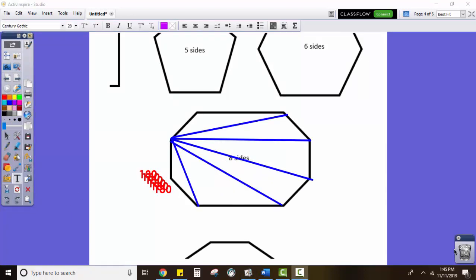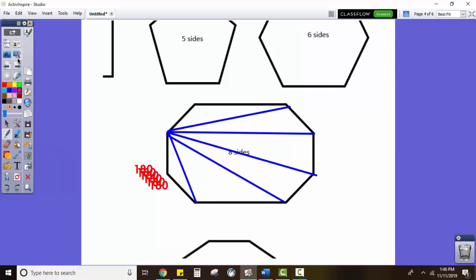Okay, so right now you need to have your 8-sided shape, your octagon, split into triangles. If you don't have that, just pause, split it into triangles, and then push play. You can have whichever way you want as long as the lines do not cross over.